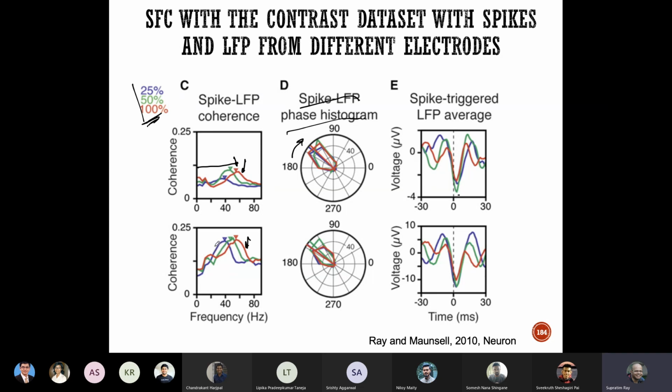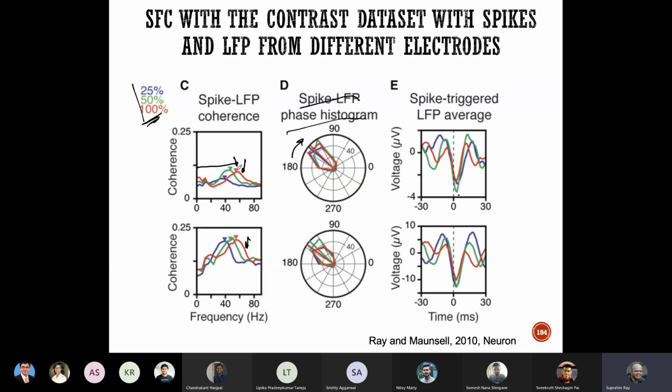Okay, any questions on this? This is spike field coherence analysis. Any paper you pick up which has spikes and LFPs, you would see this analysis being done. It just tells you whether spikes are coming preferentially at some phase of the LFP, and if so, the phase consistency will be shown by this bump.